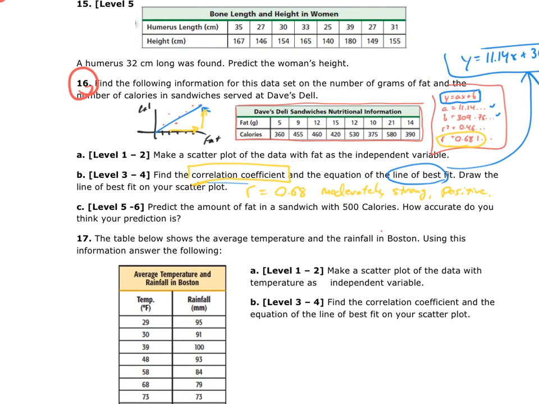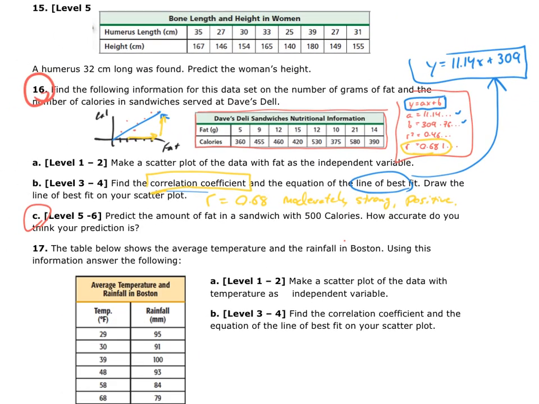What we really want to do is this piece. Predict the amount of fat in a sandwich with 100 calories. Okay, well, this y value was the calories, and this x value was the fat. So what we can do is take our equation, y equals 11.4x plus 309, and input, instead of this x, put our 500 calories of fat. Oh, sorry, backwards. Calories is our y value. So let's put it in here.